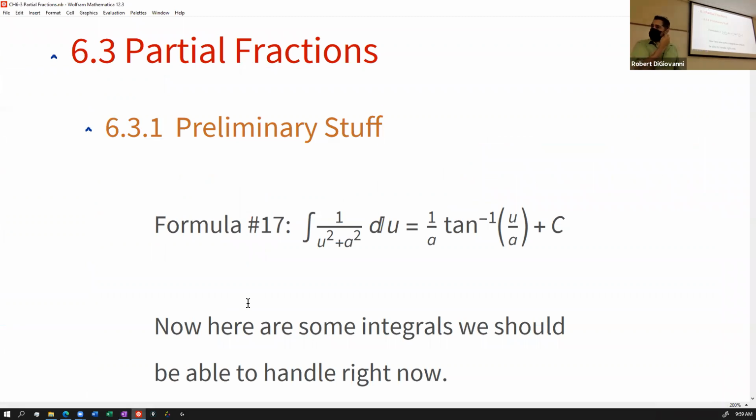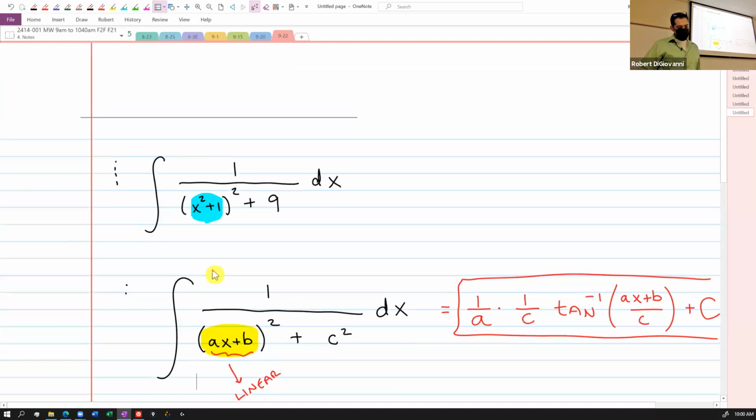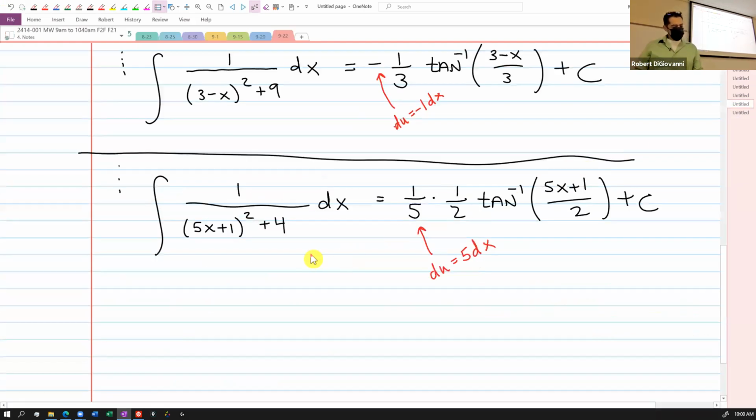Is that just a rule, like on the third example where you pull out that 1/5? That's what I'm trying to say: as long as this thing looks like it can be our u, like 1 over u squared plus a squared, and the thing inside is linear, like 5x plus 1, then you can use the formula, but you have to scale out by whatever kills off the 5, so 1/5. That'll work anytime you have a linear expression.